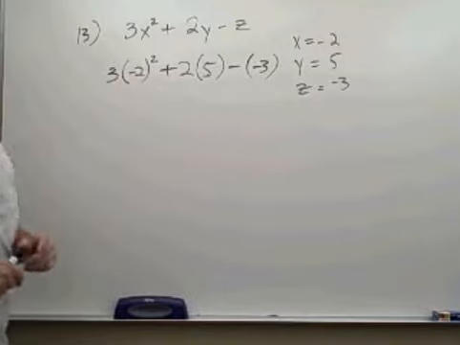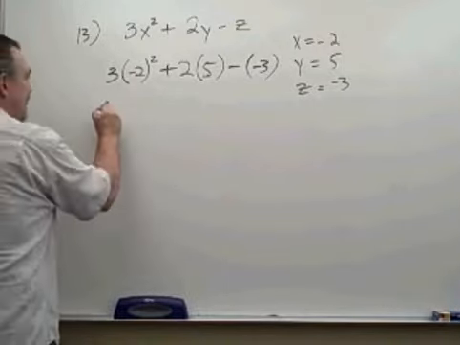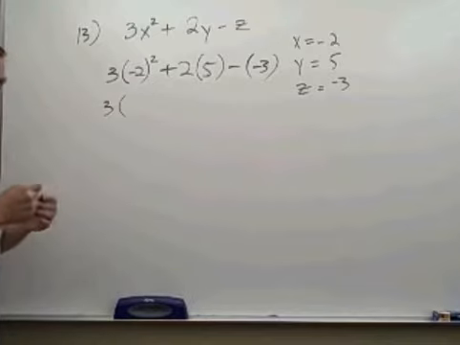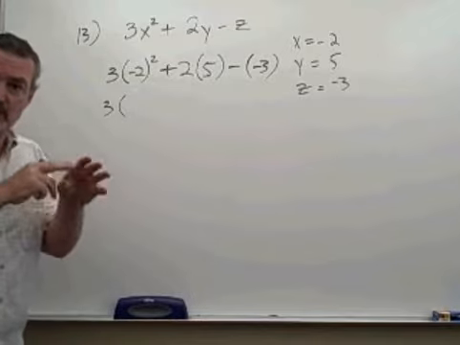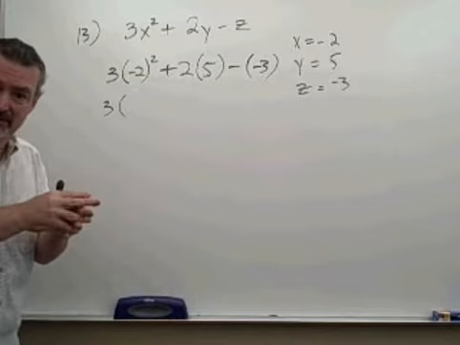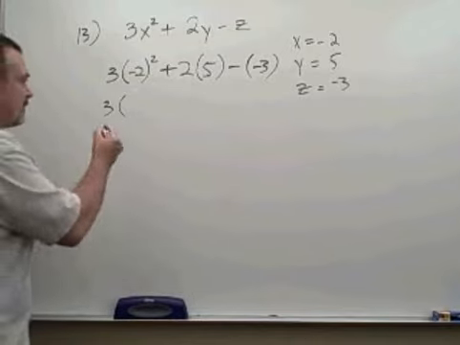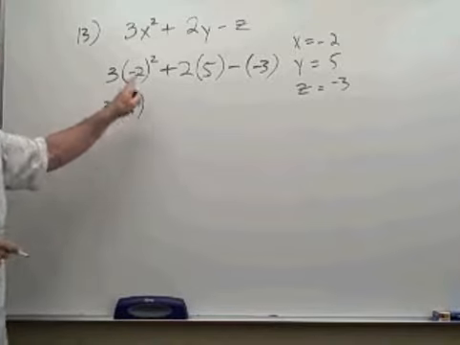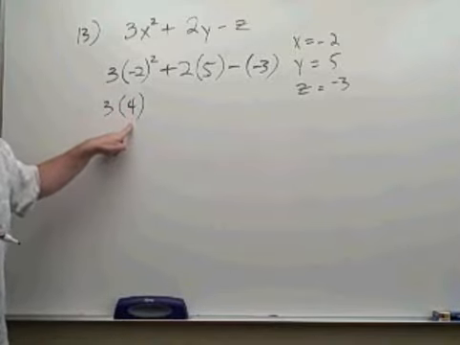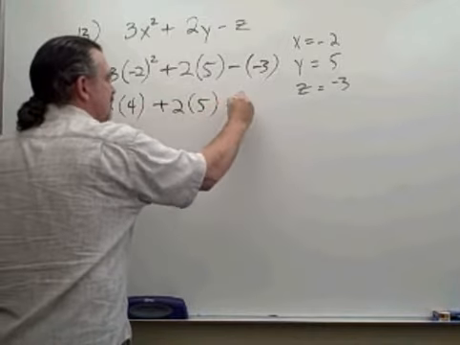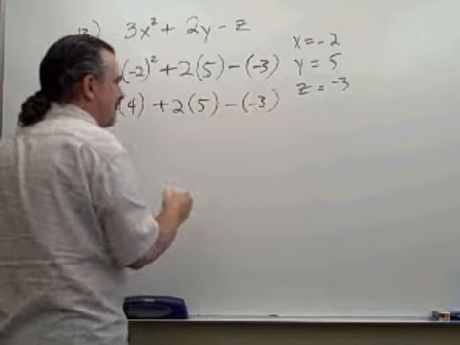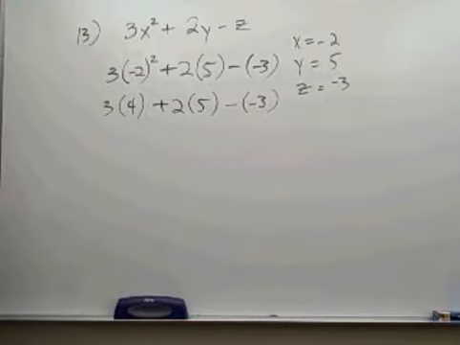And the operation that has precedence here is the squaring. The square of -2, that means -2 times -2. Negative times negative makes positive. 2 times 2 is 4. So the square of -2 is +4. Plus 2 times 5 minus -3.